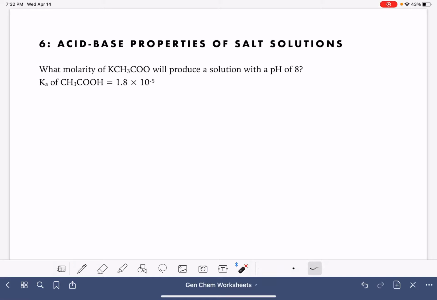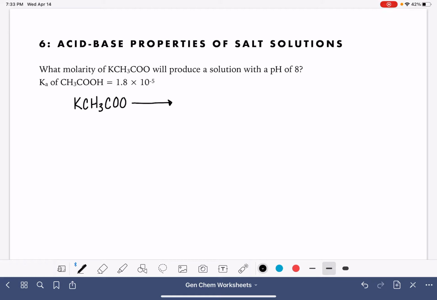On this worksheet, we're going to be solving this problem of determining what molarity of potassium acetate is necessary to produce a solution that has a pH of 8. This is a pretty complicated problem. The very first thing that we need to do is figure out what component of the potassium acetate compound is actually creating or causing the solution to have a pH. Like which of these two components is giving rise to the pH.